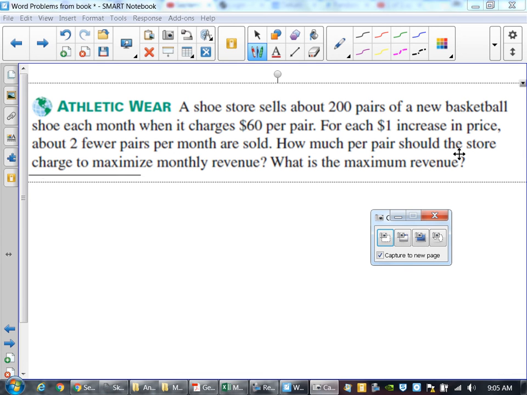A shoe store sells 200 pairs of basketball shoes each month when it charges $60 per pair. For each $1 increase in price, about 2 pairs per month are sold. Two fewer pairs per month are sold. How much per pair should the shoe store charge to maximize monthly revenue?